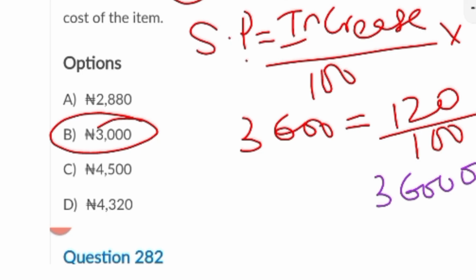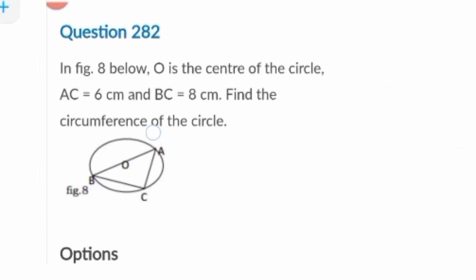That was option B. In the figure below, O is the center of the circle. So this is O here, center of the circle. Then AC is 6 and BC is 8. So this place is 6 and this place is 8. You should find the circumference of the circle.